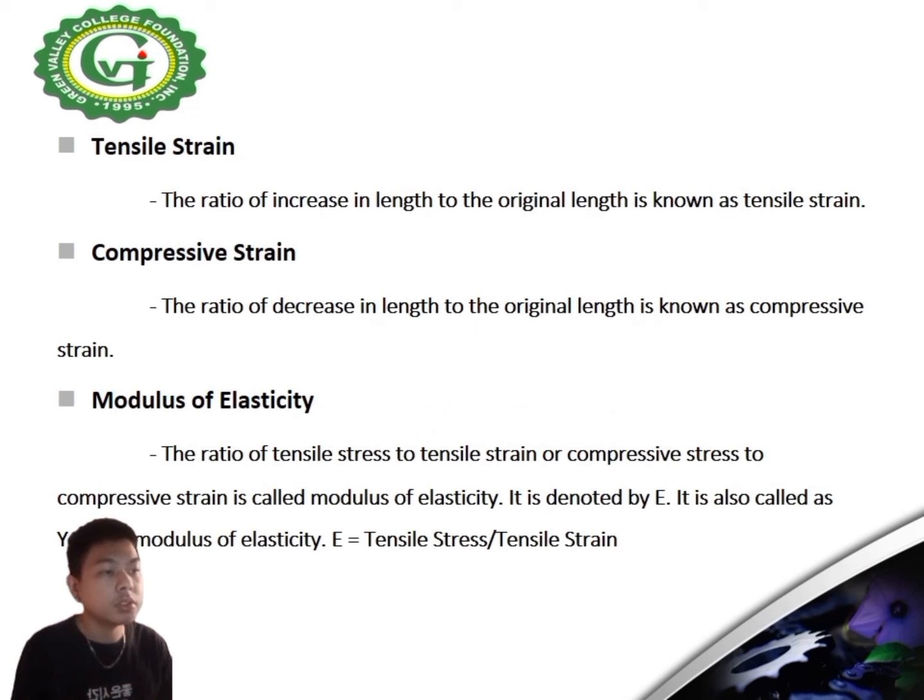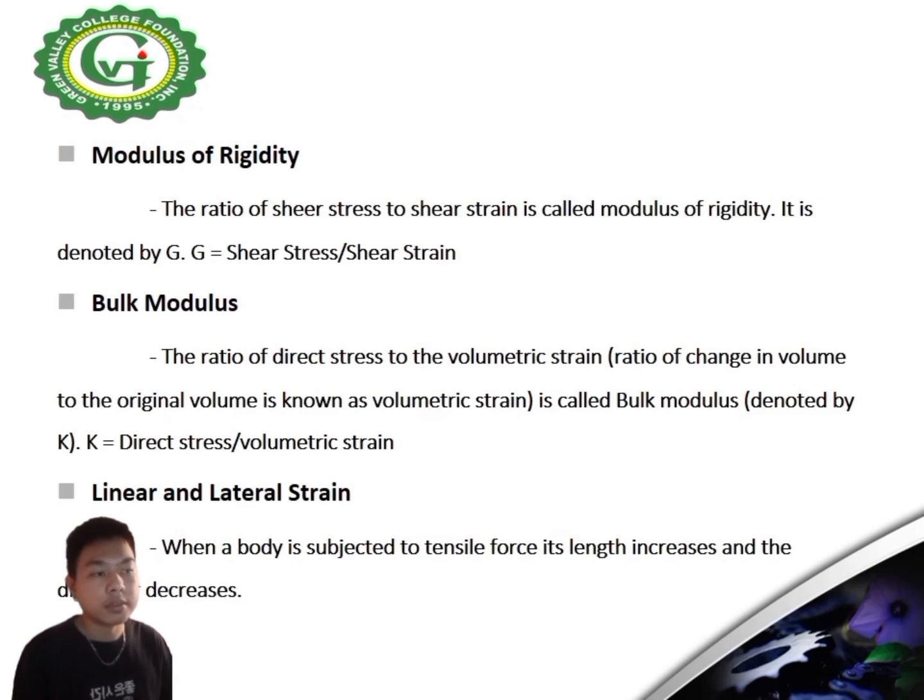Next is modulus of elasticity. The ratio of tensile stress to tensile strain, or compressive stress to compressive strain, is called modulus of elasticity. It is denoted by E. It is also known as Young's modulus of elasticity. So E is equal to tensile stress over tensile strain.